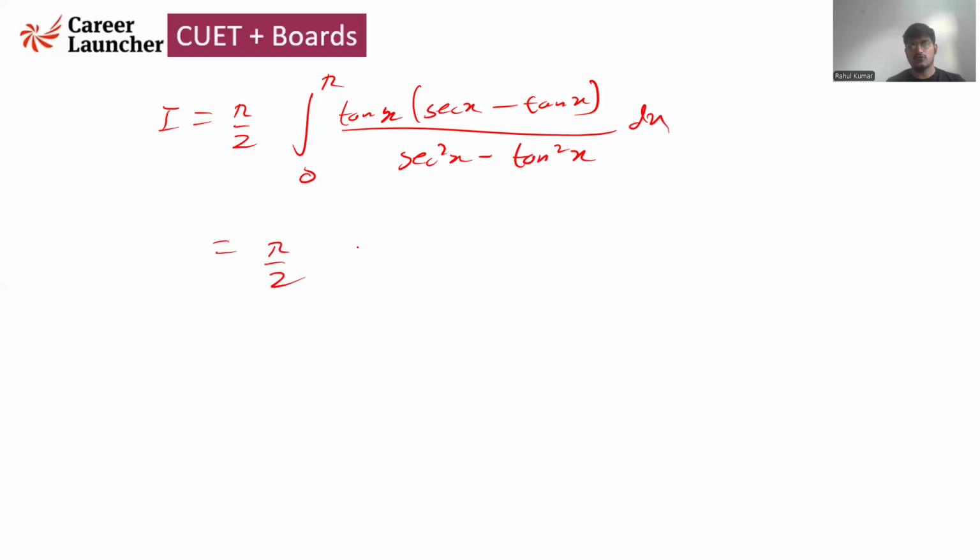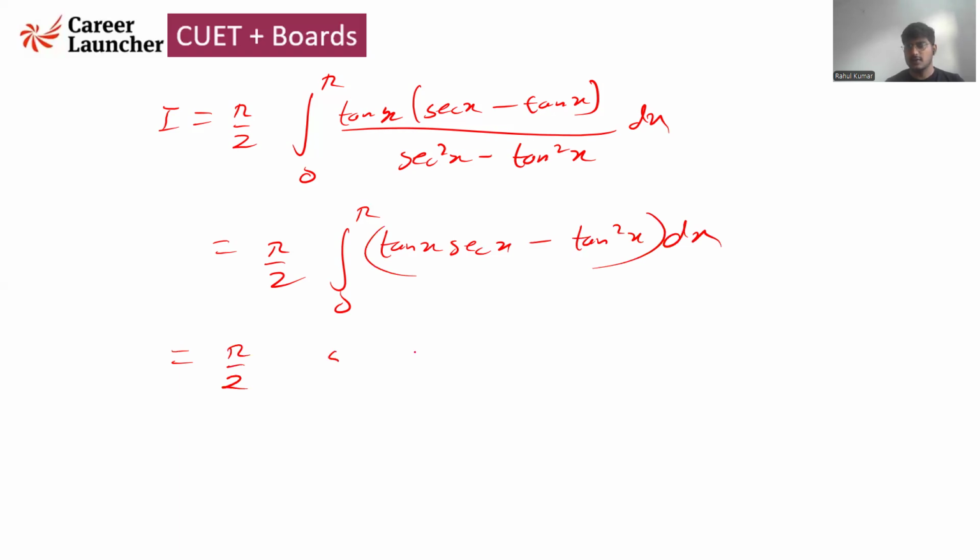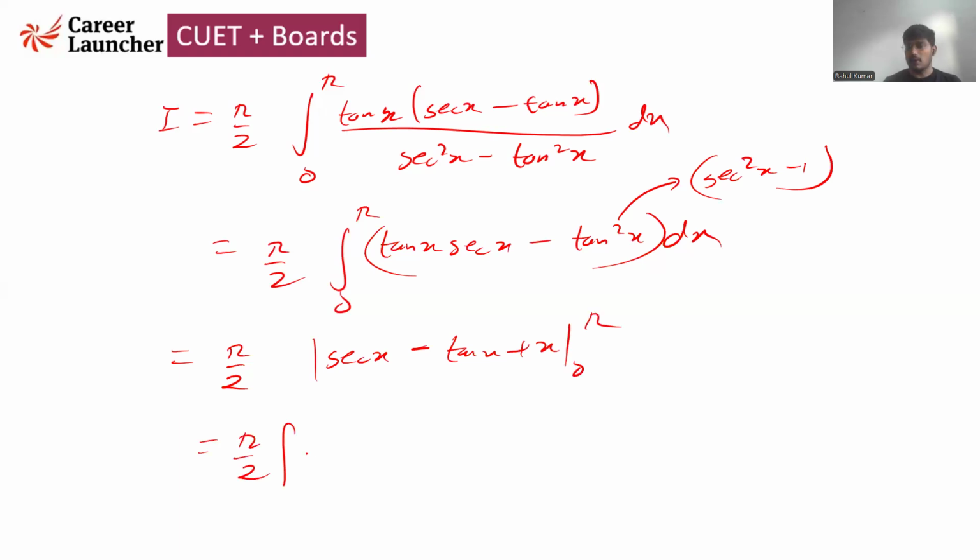So your answer will be pi by 2 integration from 0 to pi of tan x secant x minus tan square x. Now if you simplify it further, you'll get pi by 2 integration of tan x secant x minus tan square x, and tan square x can be rewritten as secant square x minus 1, so you get the integration as secant x minus tan x plus x, with the limit from 0 to pi. Now secant pi is minus 1, tan pi is 0, this is pi. Now again, secant 0 is 1.